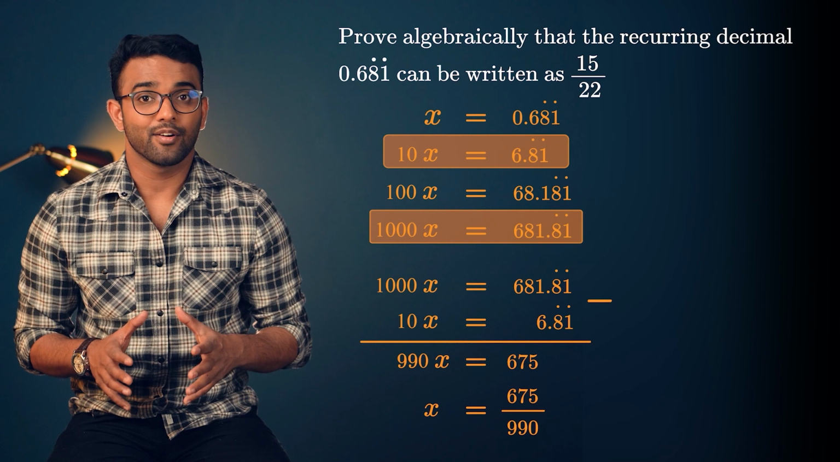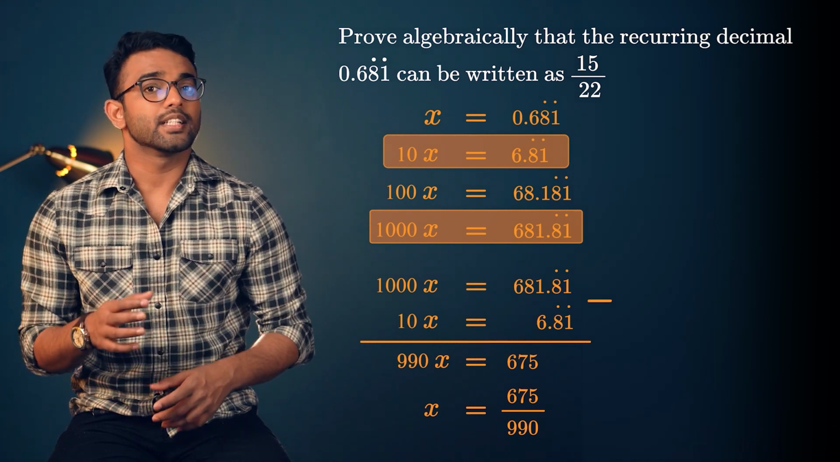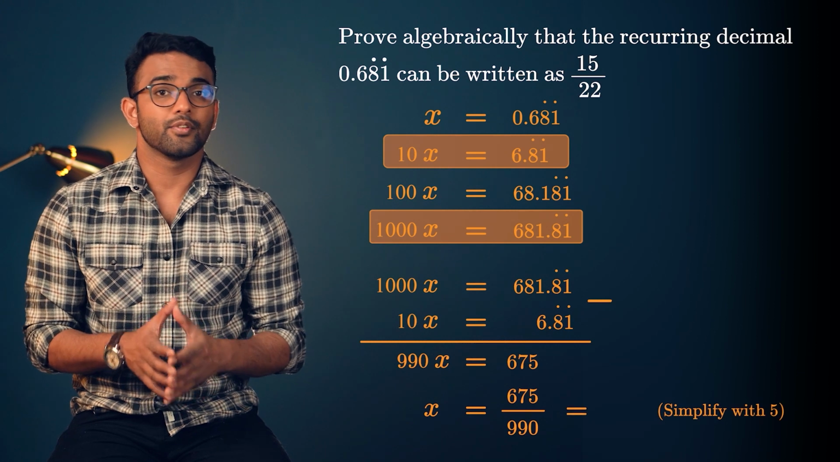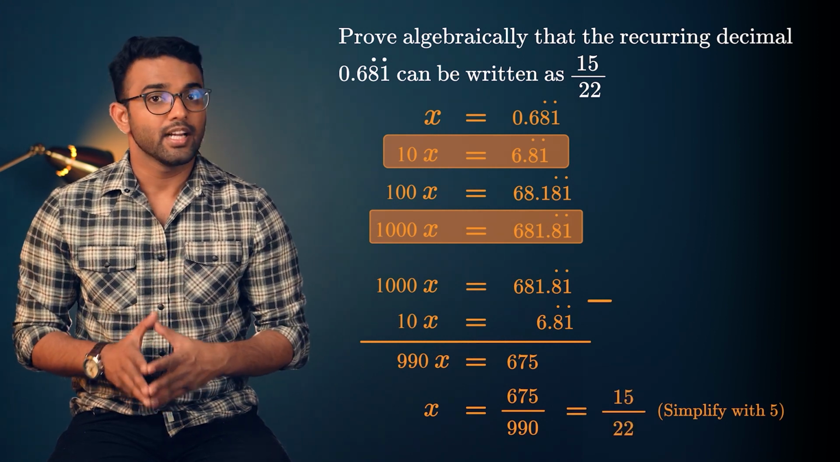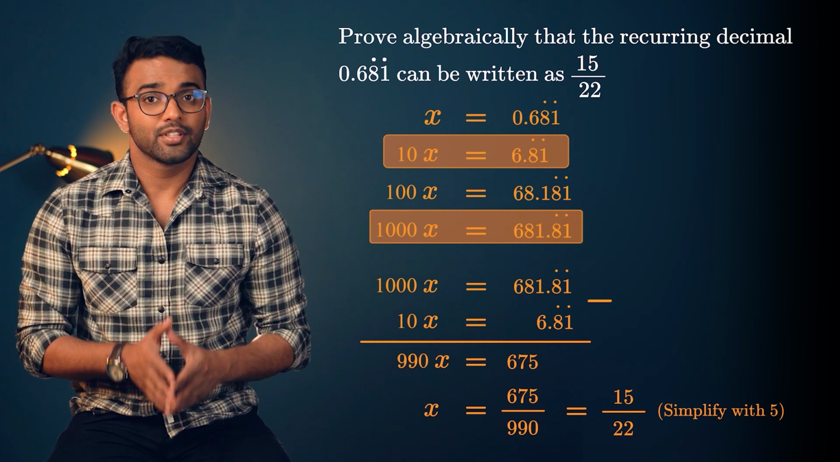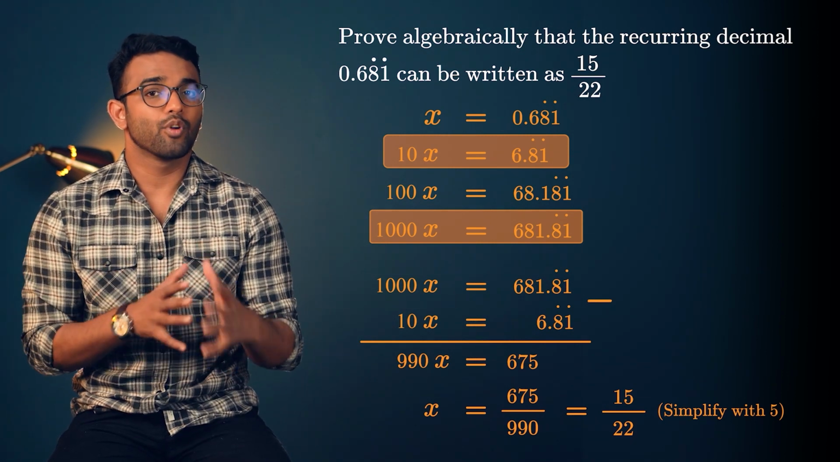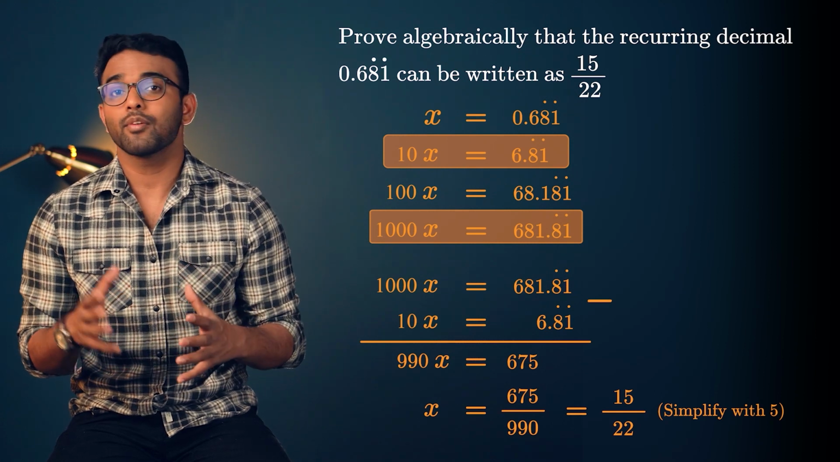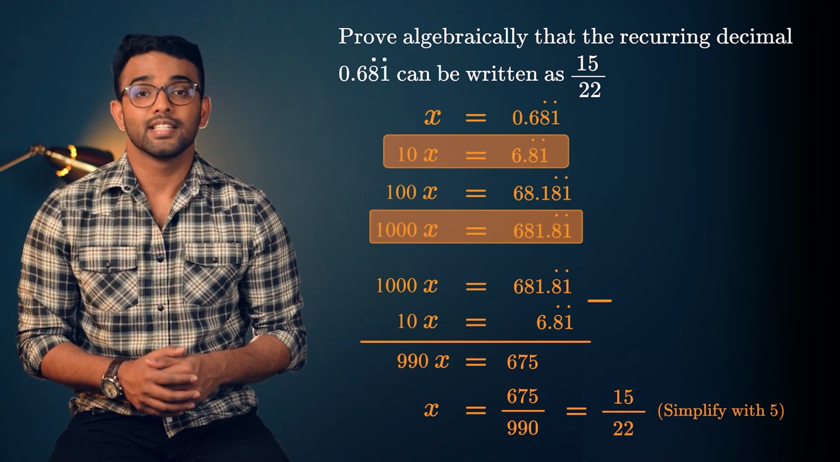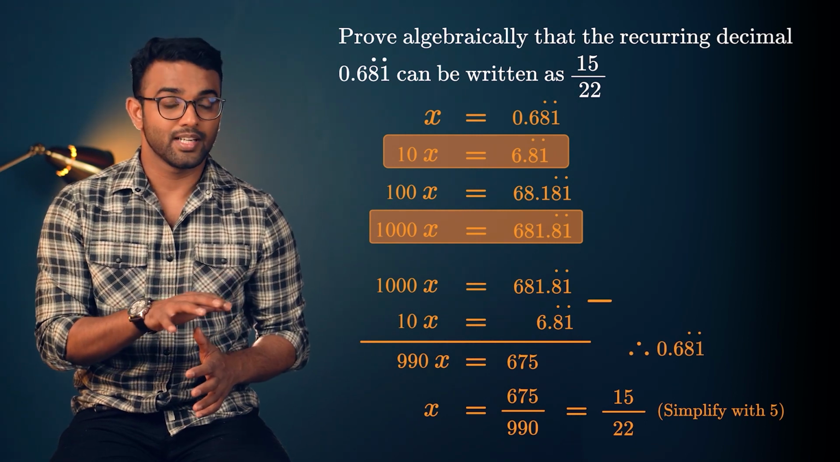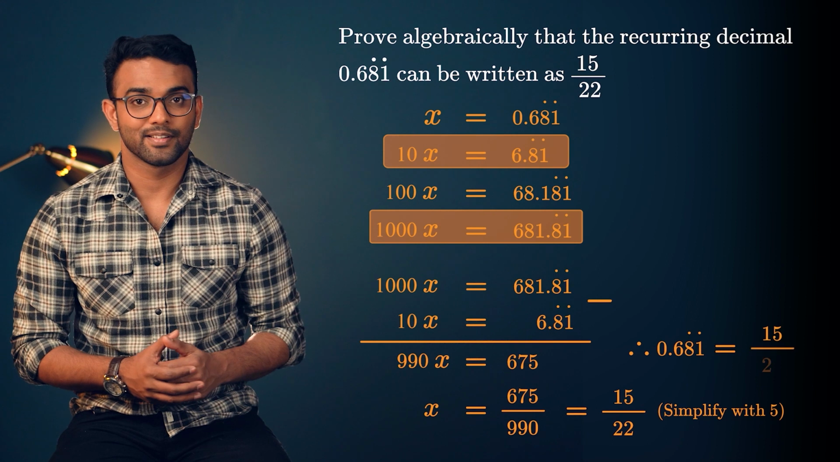This fraction here is not simplified. You can see it can be simplified with 5. So this is equal to 15/22. Here is something that you can do. You see the fraction 675 over 990. If you're confident at your working out, then you can simply write this as 15/22. So this means 0.681 recurring decimal is equal to 15/22.